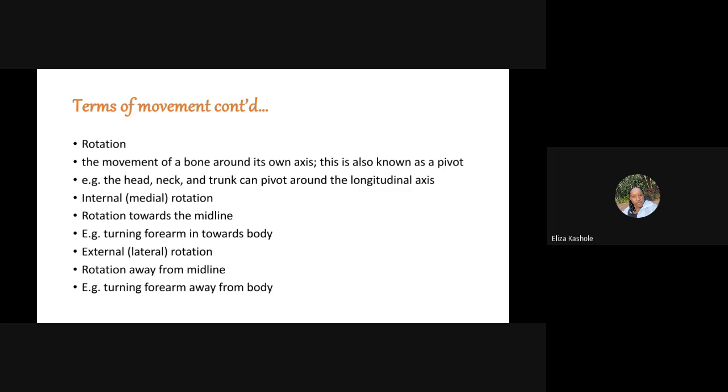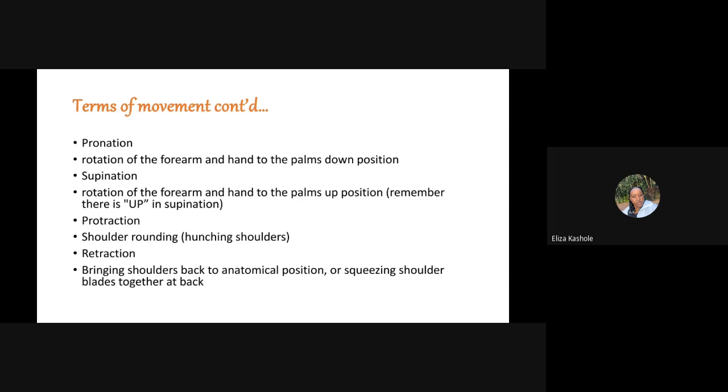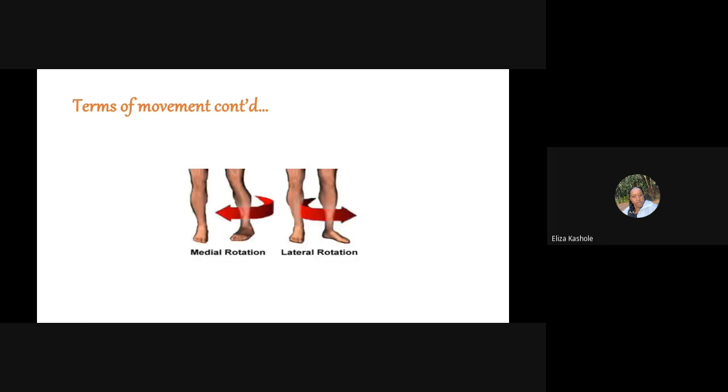You have external rotation, which is rotation away from the midline. The best example that we can give is this of the leg. So that's medial rotation, which can also be called internal rotation, and lateral rotation, also called external rotation.